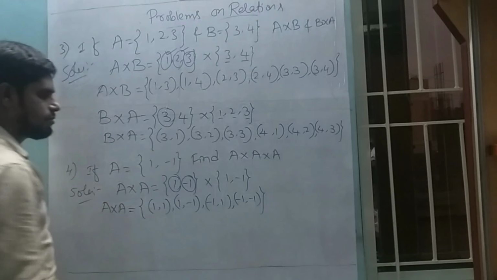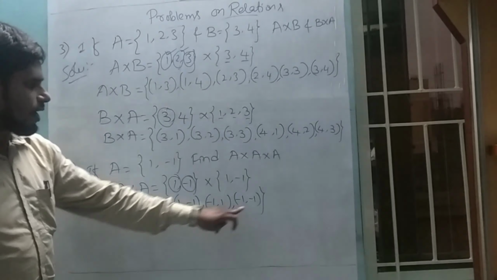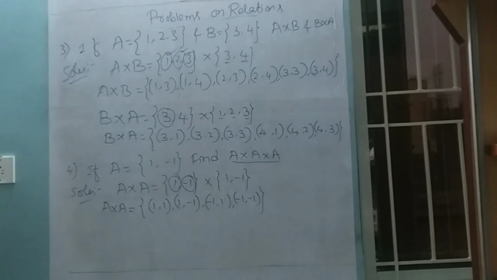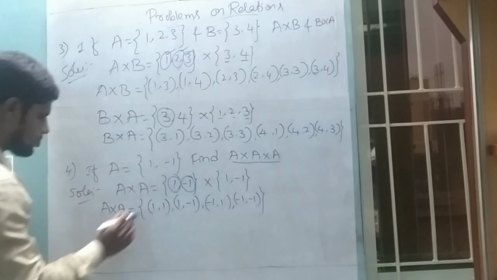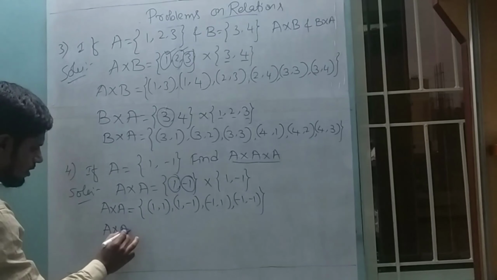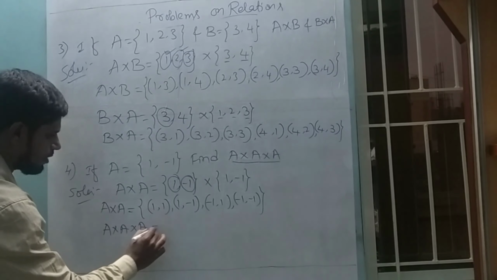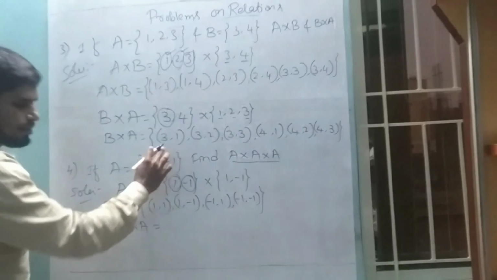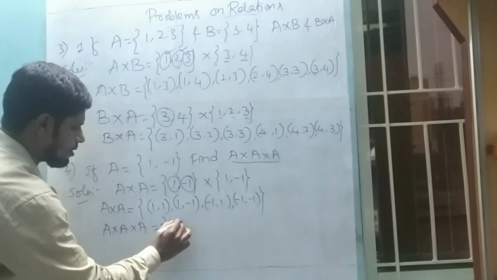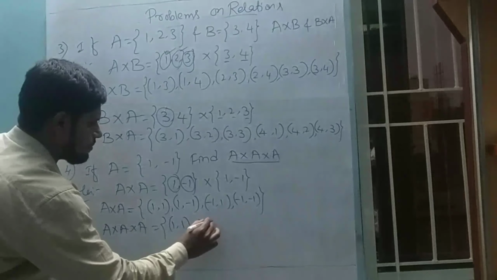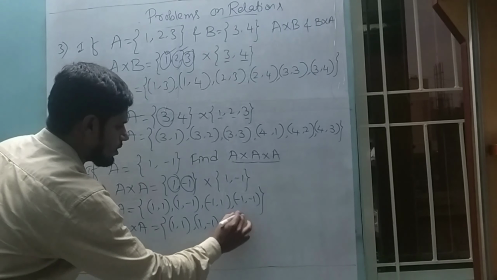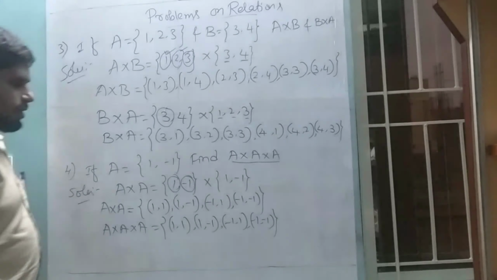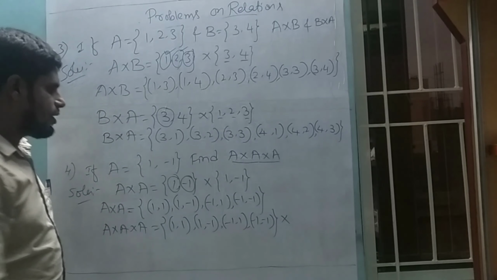Everything is over. So these are the 4 elements of A cross A. But in my question, I should find 3 times of this, that is A into A into A. So one more time I will take A cross A, Cartesian A. What happened here? These 4 elements with again this set elements. So here (1,1), (1,-1), (-1,1), (-1,-1). This is A cross A. This I should take Cartesian with set A elements.